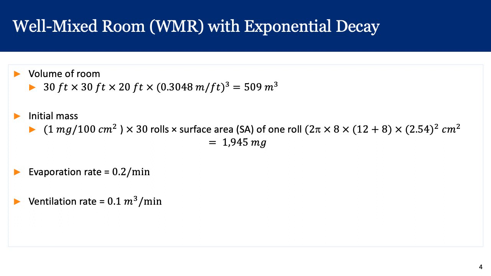We don't know the evaporation rate exactly, but John's experiment using the FTIR gave an estimate of 0.2 per minute, meaning that 20% of whatever is on the tape evaporates per minute. We will also assume that the ventilation rate is 0.1 cubic meters per minute. So we can put these parameter values into the well-mixed room model with an exponentially decaying generation source and plot this equation.